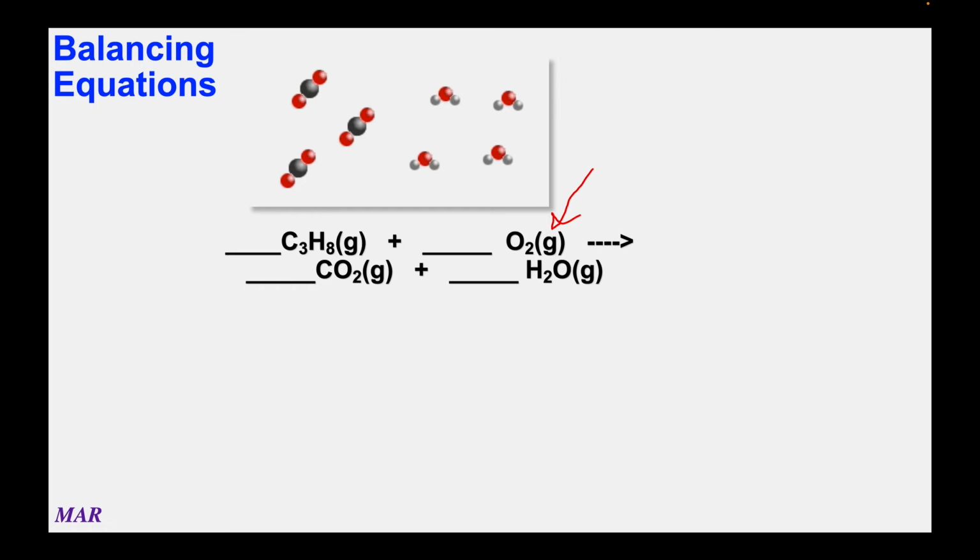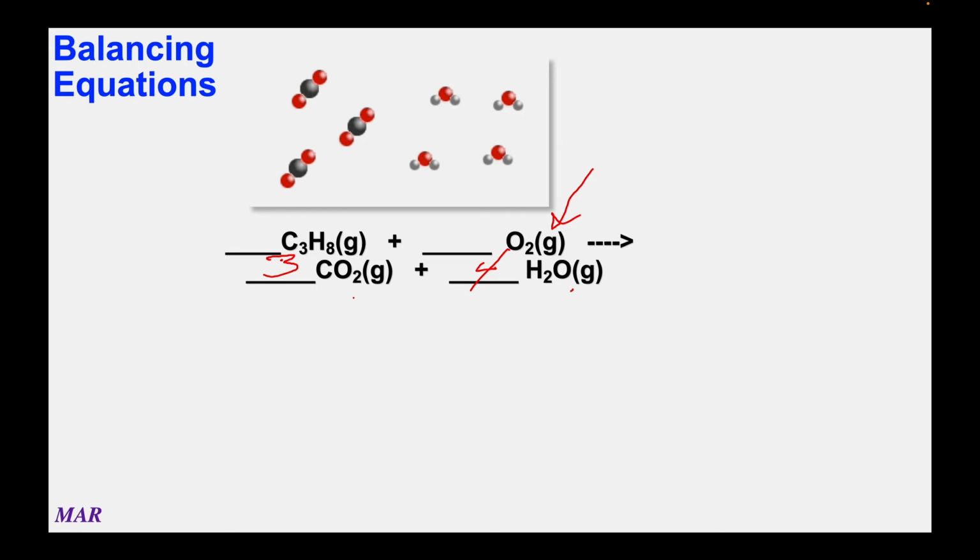So what I would do, the 3 carbons in propane are going to end up as carbon in CO2. So we could put a 3 right there, 3 CO2. And notice that there's 8 hydrogens in propane. Water has 2 hydrogens. So if I would put a 4 right there, I would then have 4 times 2, 8 hydrogens, which would balance the 8 hydrogens in propane. So now you can see that the carbon and hydrogen are good, but the oxygen still needs to be balanced.